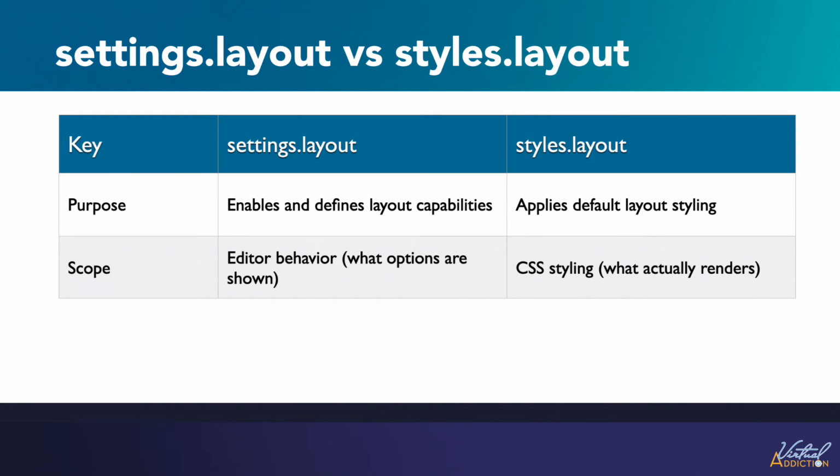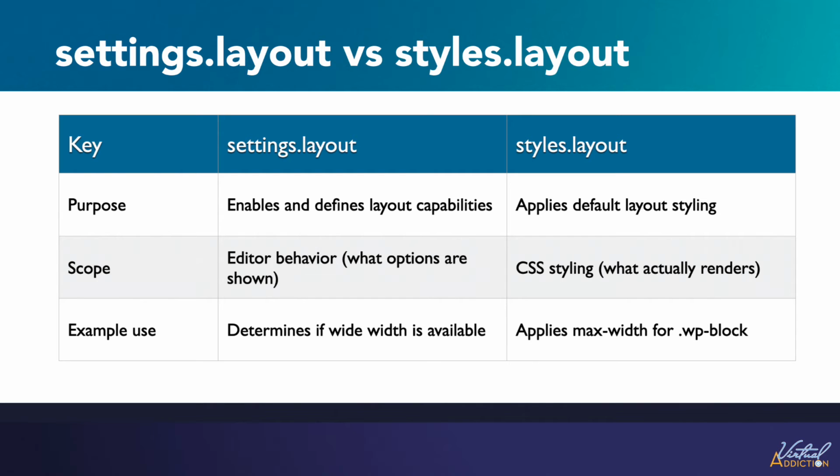The scope of settings.layout is in the editor behavior, so it's what options are shown. An example use of settings.layout is it will determine if wide width is available. With styles.layout, it's what actually renders, and an example use is it applies a maximum width for WP block elements. You always want to define both settings.layout and styles.layout to ensure that your layout works consistently in both the editor and in the front end.